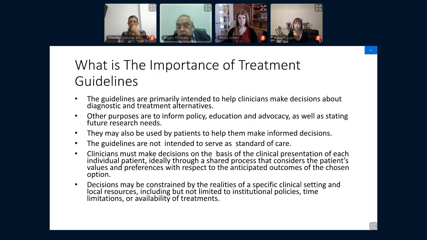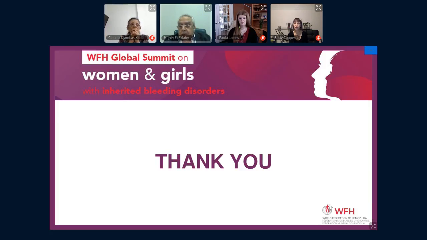The guidelines are not intended to serve as a standard of care, and clinicians and patients must make decisions based on the condition of the patient and the values of their community. At the end, they cannot be totally applied in some communities because of the realities of specific clinical settings or local resources, including but not limited to institutions, so they need to be locally adapted in a way that we can achieve the best possible outcome.